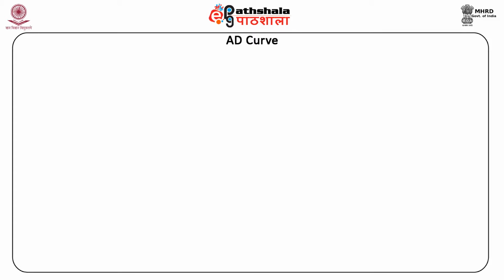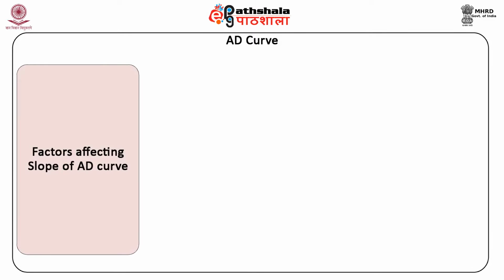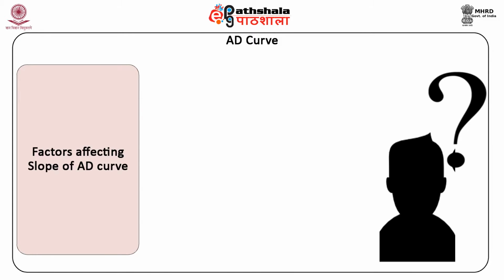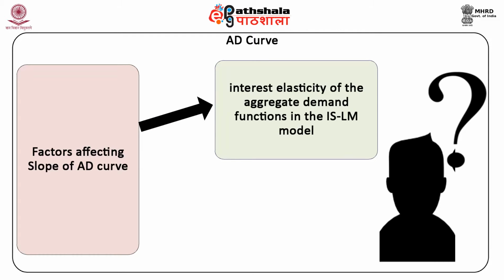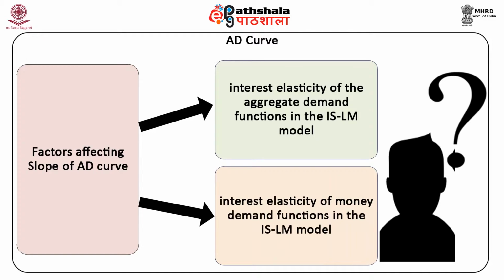Can you also say what are some of the factors that would affect the slope of the aggregate demand AD curve? When would the AD curve be very flat and when would it be very steep? Clearly, the answer lies in the interest elasticity of the aggregate demand and money demand functions in the ISLM model.